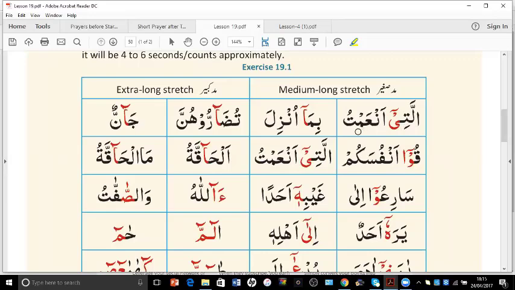Allati an'amtu. Allati an'amtu. Bima unzila. Bima unzila. Okay, just watch your timing with the madd here, yeah? It's 3 seconds. Anfusakum. Anfusakum. Well done. Okay, that was very nice reading. Stay with the class and follow with everybody else as they practice as well. Okay? Jazakallah.